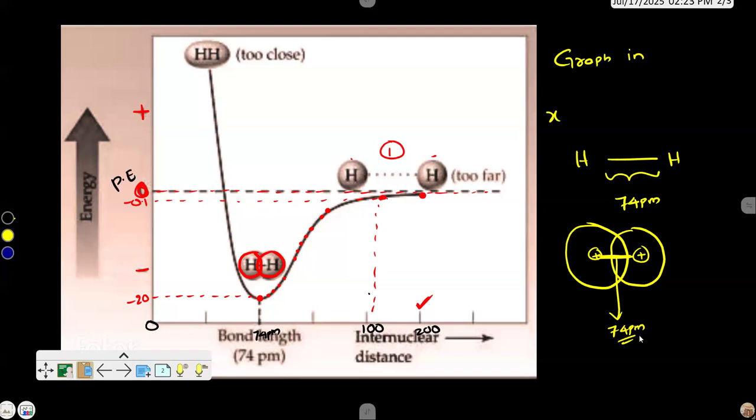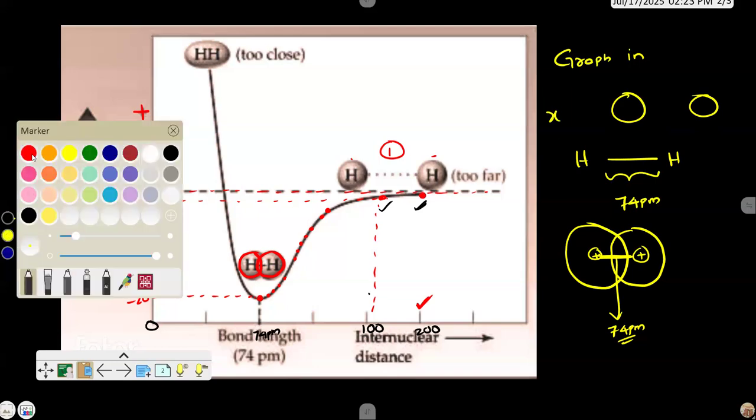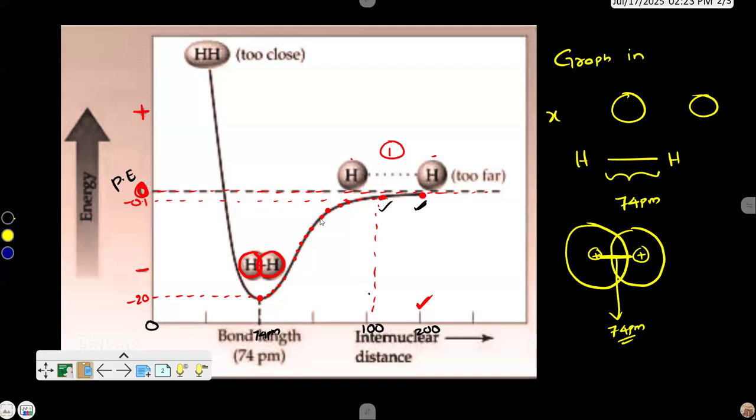I hope you understood. So when they are present at 100 or nearly 200 picometer distance, that is, they are far apart, the potential energy is 0. Now, up till this point, we understood what is happening in the graph. As they are coming closer, the potential energy is decreasing. It has reached a minimum value.